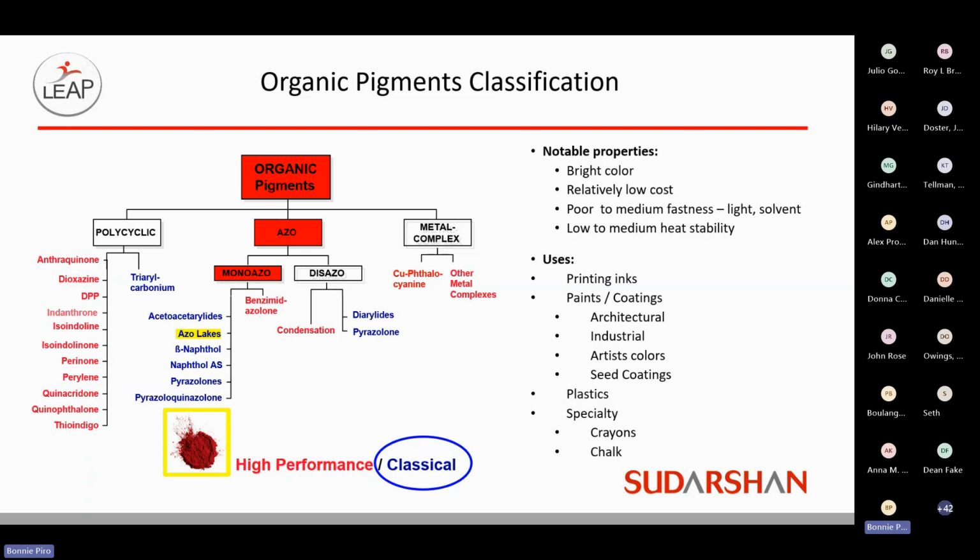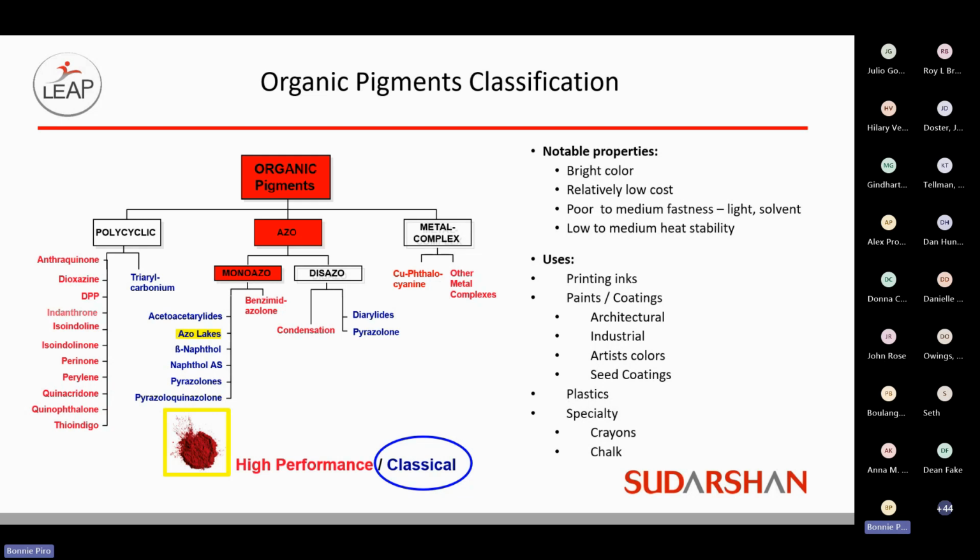They bring some bright red color to the end application. They are relatively lower in cost. However, because they are on the classical side, they do tend to have low to medium fastness, both light fastness and solvent fastness, as well as low to medium heat stability, which is important for the plastic application. So there are a little bit more limitations in plastics for these types of pigments.